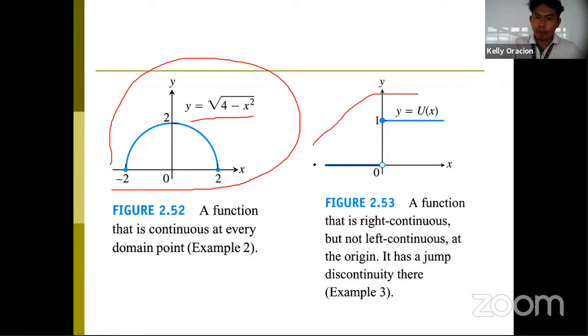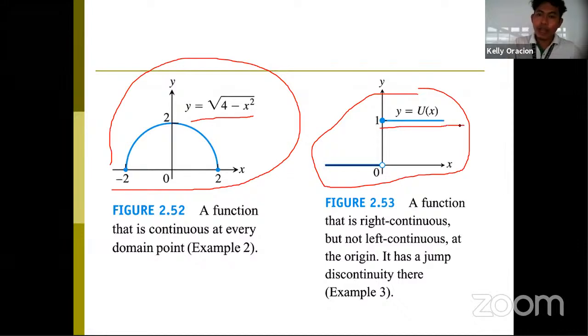However, in this example, ito lang yung continuous. The right-hand limit is continuous. The left-hand limit is not continuous because of this one. Hindi naka-shade. So automatically, since hindi mo siya naka-shade, this is not continuous at x is equal to 0. Again, this is not continuous at x is equal to 0 based sa graph.